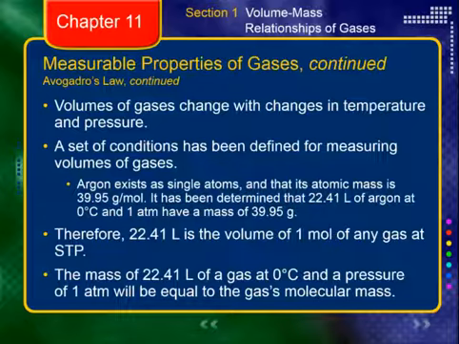So a set of conditions has been identified for measuring the volumes of gases, right? It's a standard. A standard is arbitrary, so they had to pick something, but it's against this thing that scientists compare everything else.